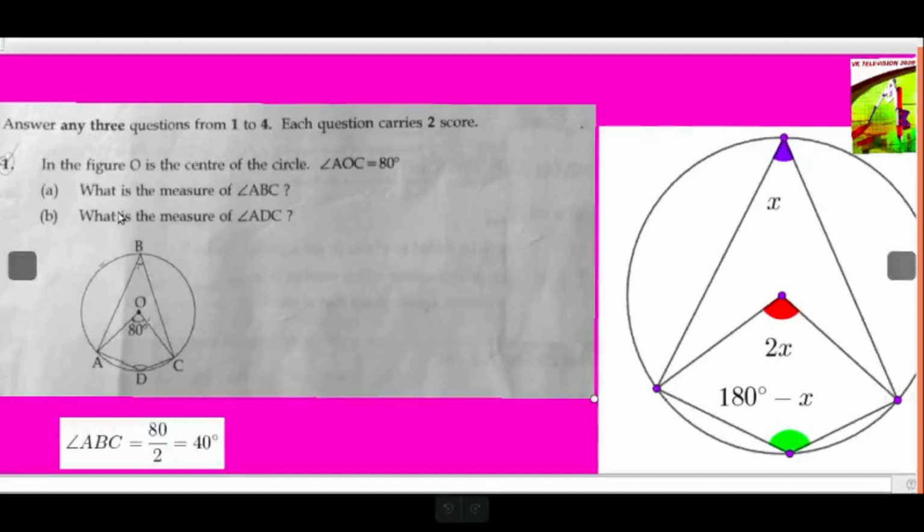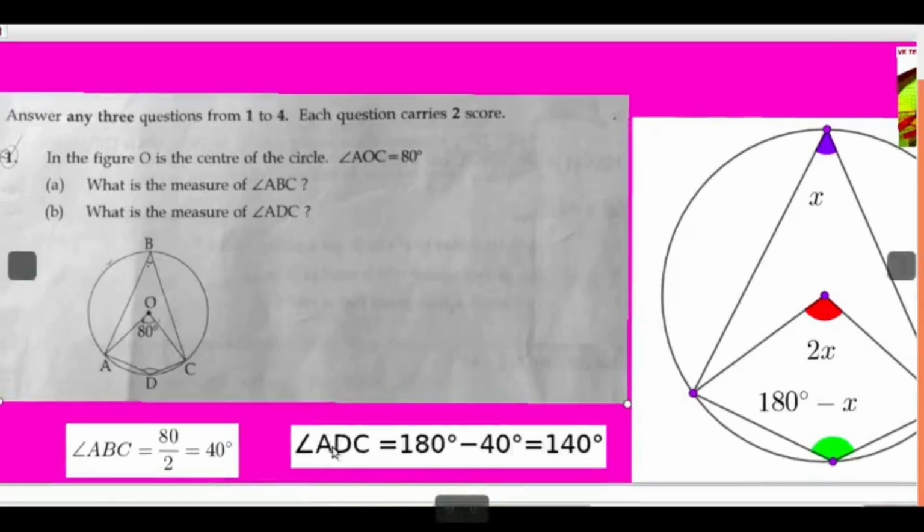Second question, what is the measure of angle ADC? Now, ADCB is a cyclic quadrilateral. So the opposite angles are supplementary. So the sum of these two angles is equal to 180. Now this angle is 40. This angle is 140 degree. That is, angle ADC is equal to 140 degree, that is 180 degree minus 40 degree.